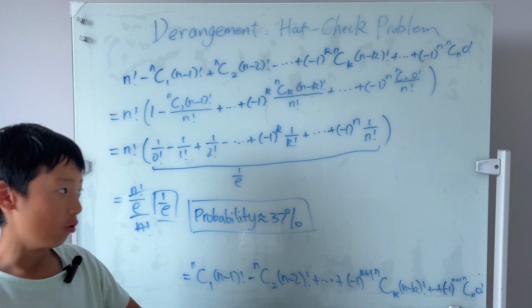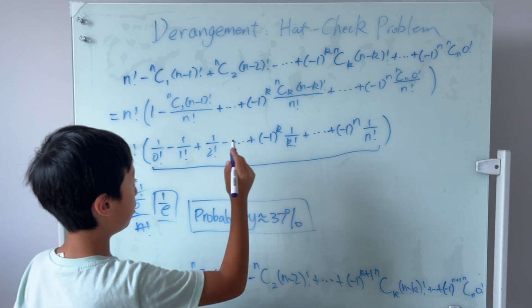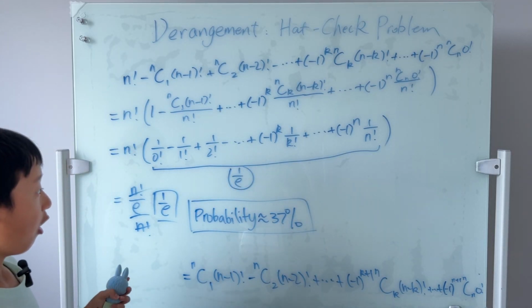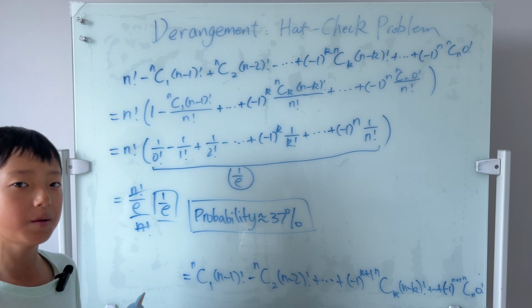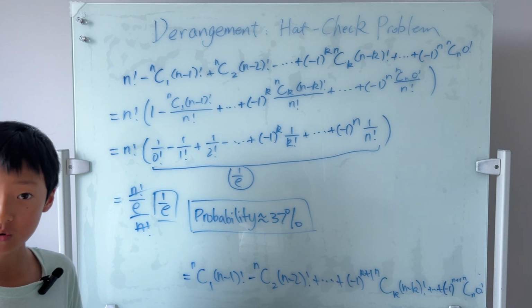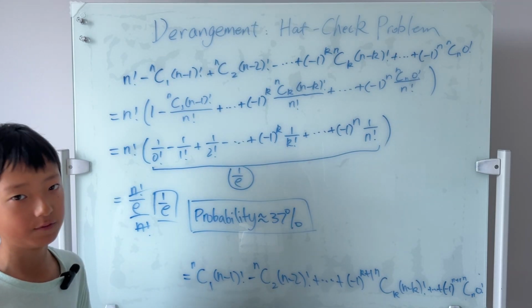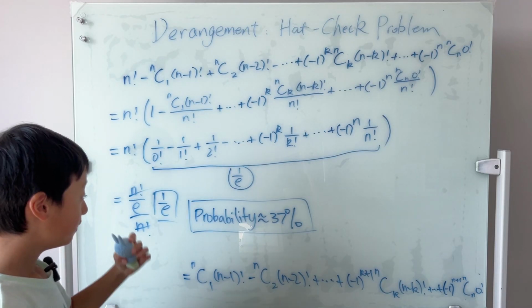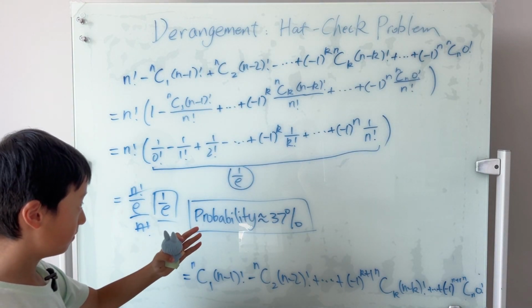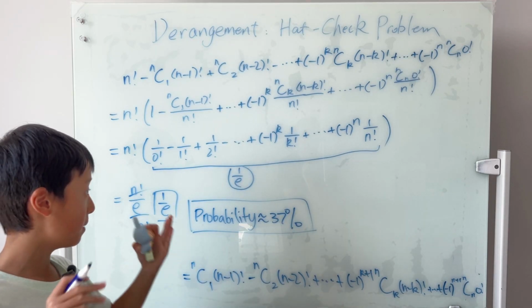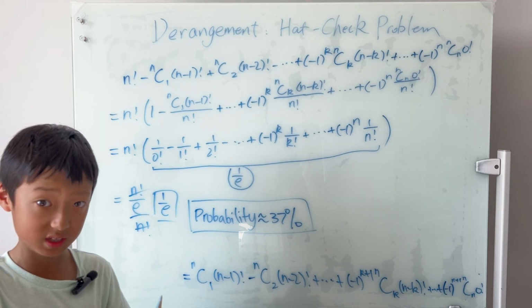And just a little note that this thing actually approximates to 1 over e, okay? So if we had only 2 people, it wouldn't be really close to 1 over e. But if we had 1 trillion people, then it would be super close to 37%, which is just mind-blowing. So the answer is 37%. And this answer gets better when the amount of people increase.